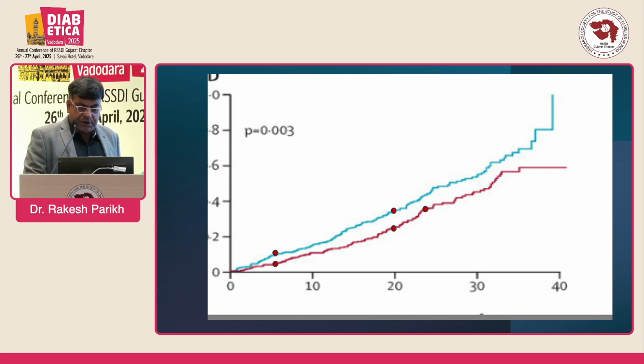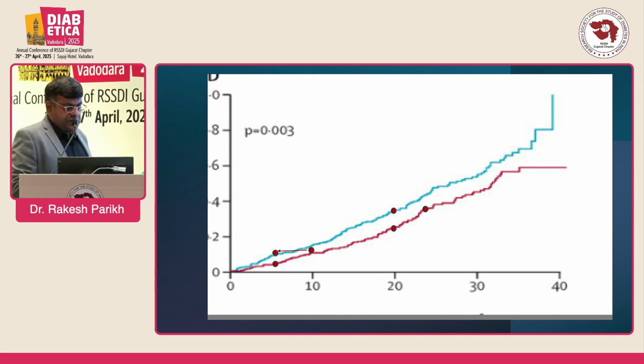Does the duration of diabetes also play a role? If the same person who was intensively treated is looked at after 10 years, his risk is equal to a person who is not intensively controlled but has a duration of only 5 years. The point that I'm trying to make here is that the duration of diabetes also matters. If you develop diabetes 5 years earlier, you will lose all the benefits that you get by intensive control.